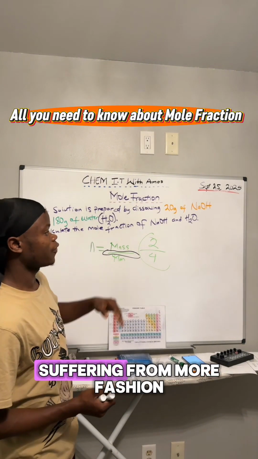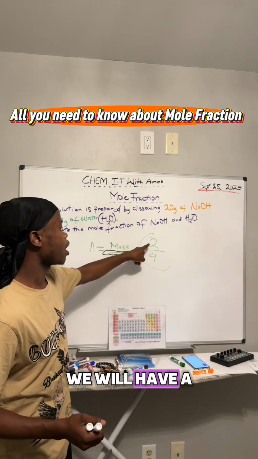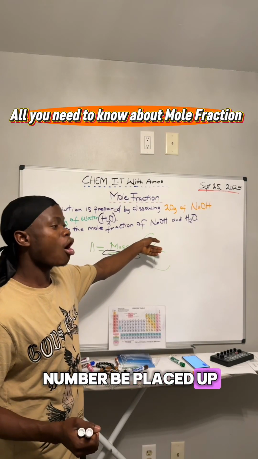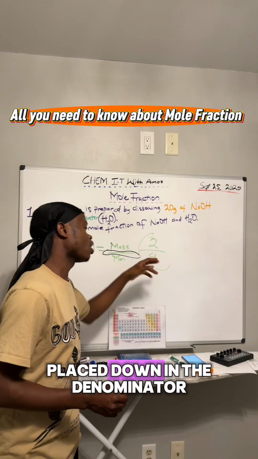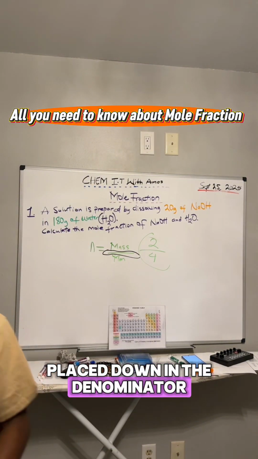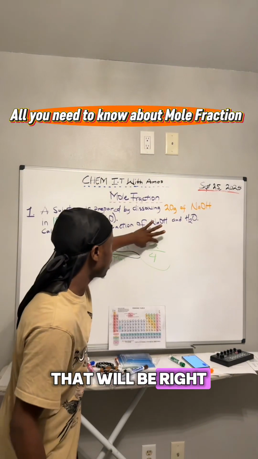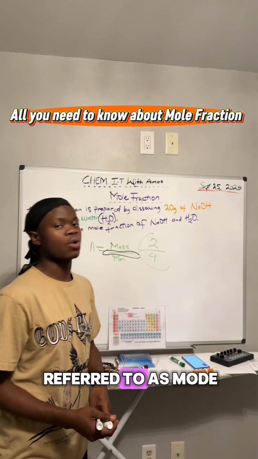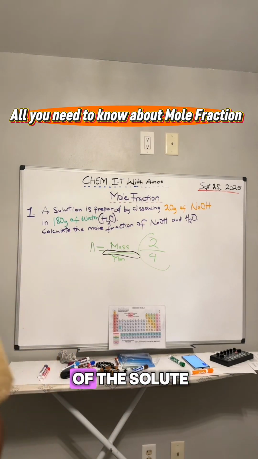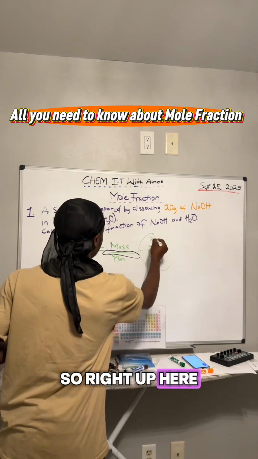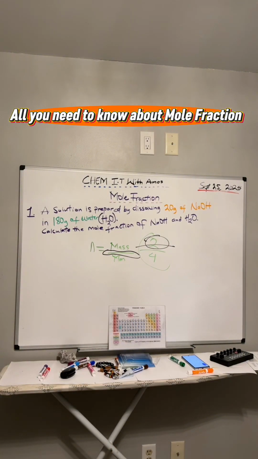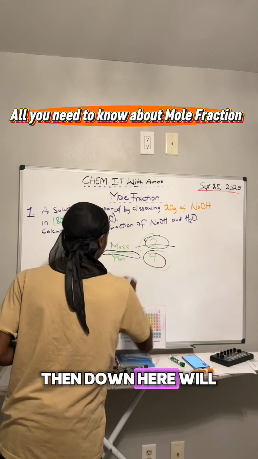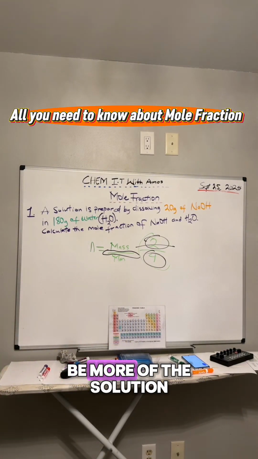So when we are solving for mole fraction, we will have a number placed up in the numerator, likewise a number placed down in the denominator. So what is right up here will be referred to as the mole of the solute. Then down here will be the mole of the solution.